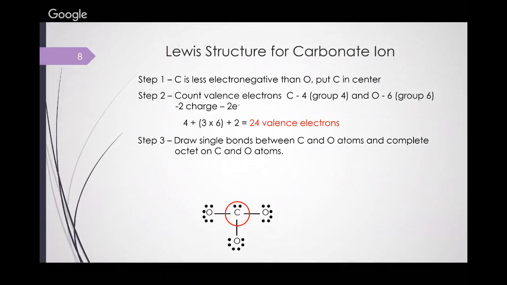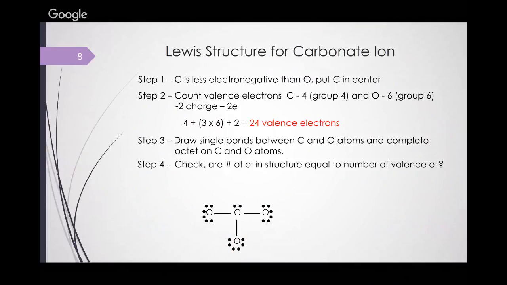We draw single bonds between all of our atoms, then we put on our dots. Now, when we look at this, carbon has 8 electrons, 3 lines, 1 pair of dots. Each oxygen has 8 electrons because it has 1 line and 3 pairs of dots. However, if we did our total electron count, we would see that there are 26 electrons, which is not allowed.